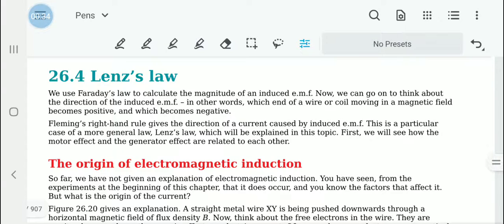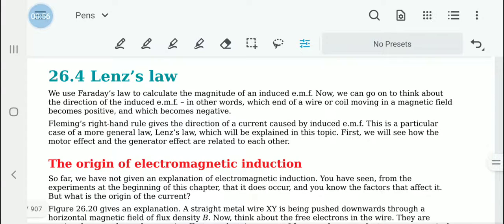In another sense, what we are going to understand is which end of a wire or a coil is going to be positive, and which is going to be negative. That is what we figure out using Lenz's law.